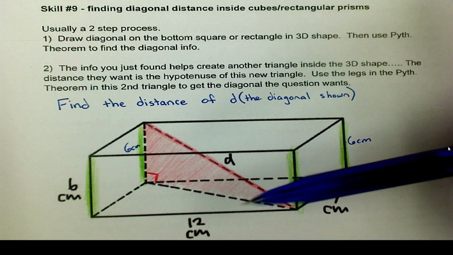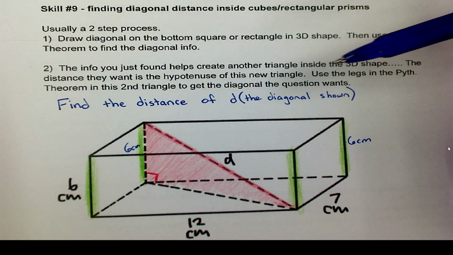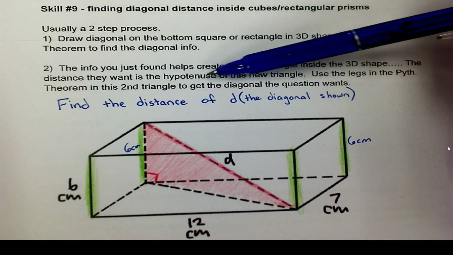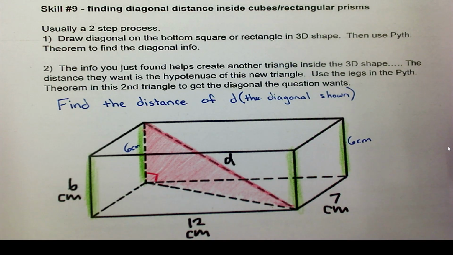Again, a lot of times you'll have to draw this diagonal line in there, which lets you create another triangle inside the 3D shape. The distance they want is the hypotenuse of this new triangle. So let me just shade in this new triangle that I see that will be very, very helpful for us. This is a right triangle as well, and the right angle is actually right here.